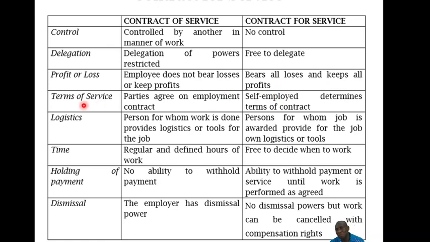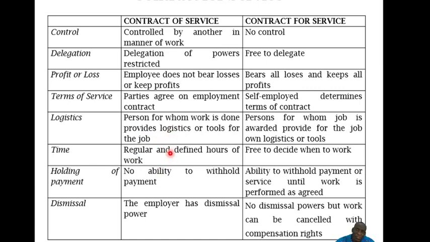Terms of service. Under contract of service, parties normally agree on employment contracts. But under contract for service, the self-employed determine the terms of the contract, how much they will charge you and all that. Logistics. The person for whom work is done provides logistics or tools for the job. Your employer will always provide you, the employee, with the tools. But here, the persons to whom the job is awarded provide their own logistics or tools for the job. Time.